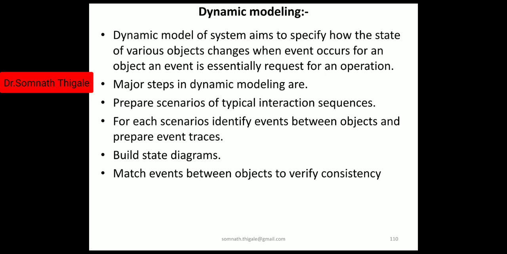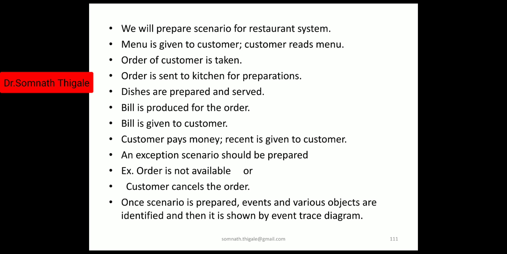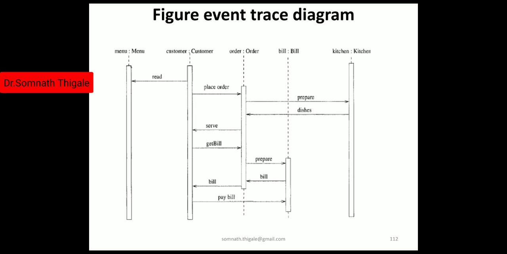Now, dynamic modeling means something that continuously changes. What is going to change? Your input. Based on the input, the flow is going to change. We call it a dynamic model, and here we are going to draw various diagrams. They have given one simple scenario about a restaurant system, and this is the simplest diagram, known as the sequence diagram.